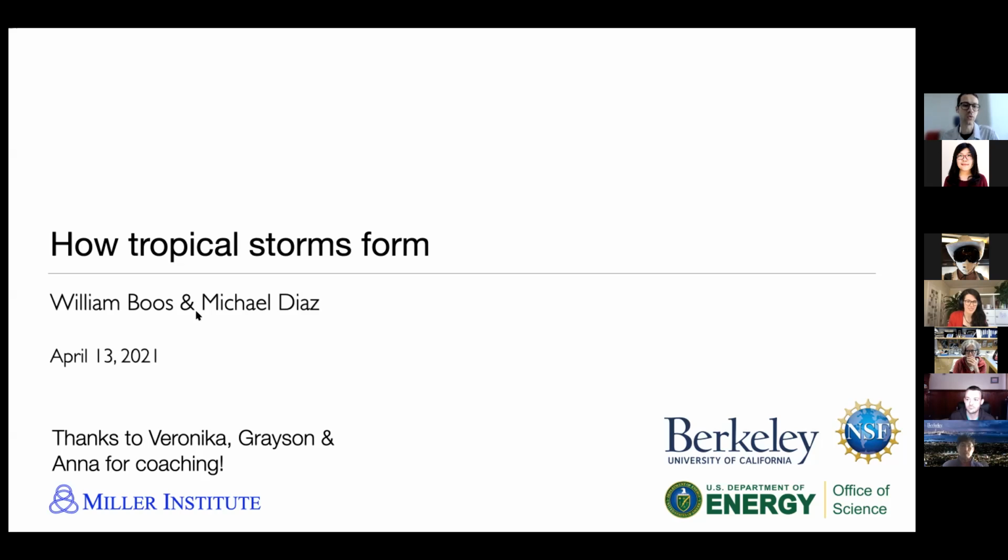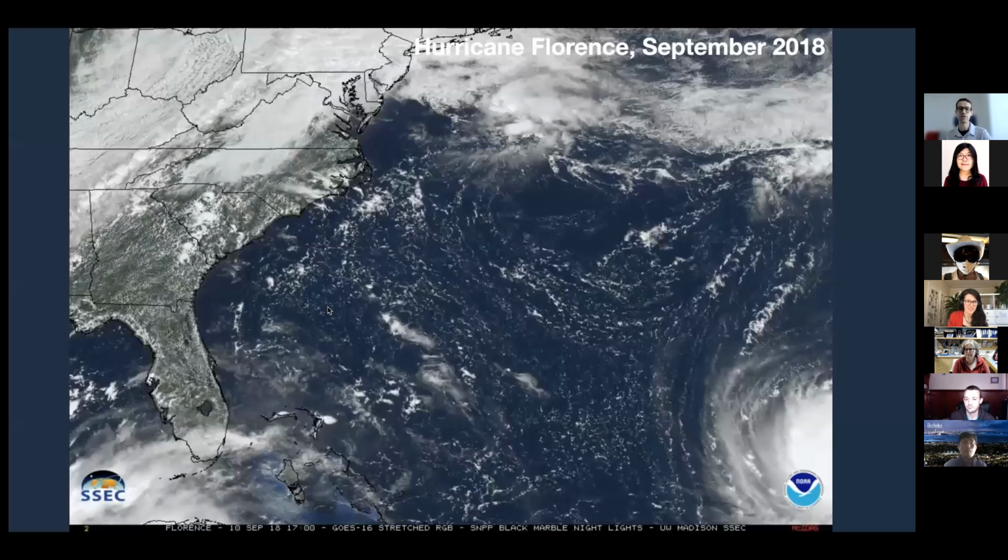Much of this work, a fair amount of this work, was done by Michael Diaz, who was a postdoc here, who's now a research scientist at the Naval Research Lab down in Monterey. So I'm going to begin by showing you an extreme example of a tropical storm. This is Hurricane Florence just off the southeast corner of this image here.